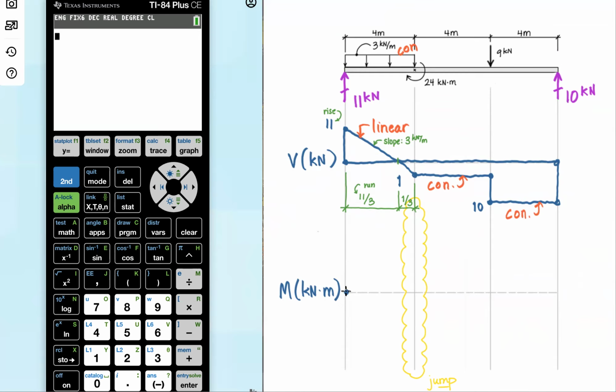Start at 0. And we increase by the area of the first triangle. Whoop. I didn't think it was going to do that. We want to increase by the area of the first triangle. And so it has a height of 11. It has a base of 11/3 and multiply by half because it's a triangle. And that's going to bring us up to 20.2.